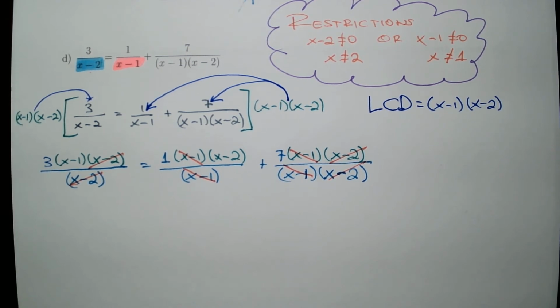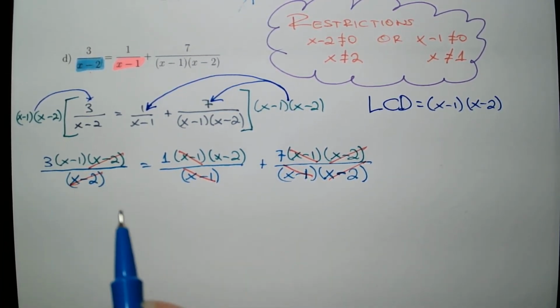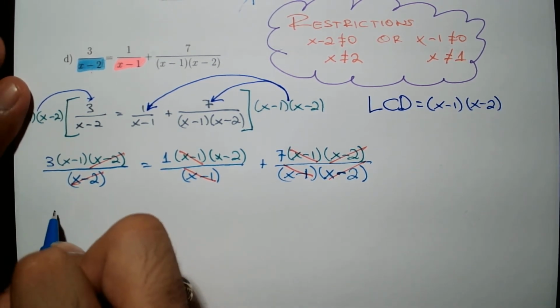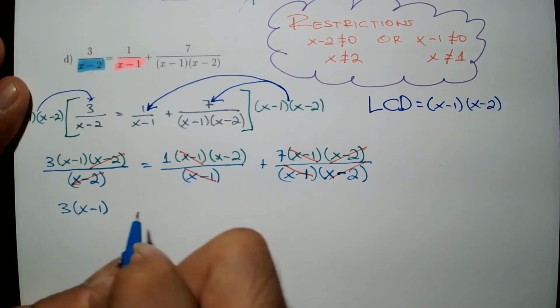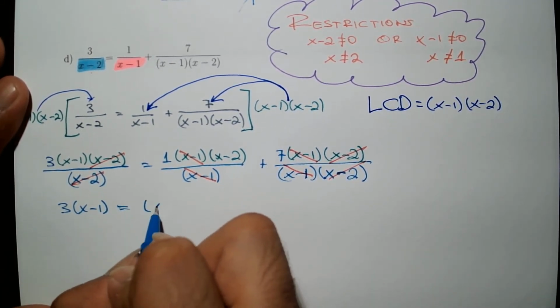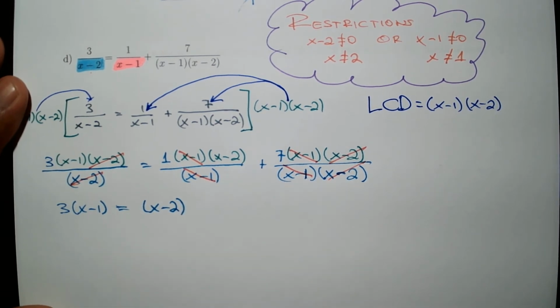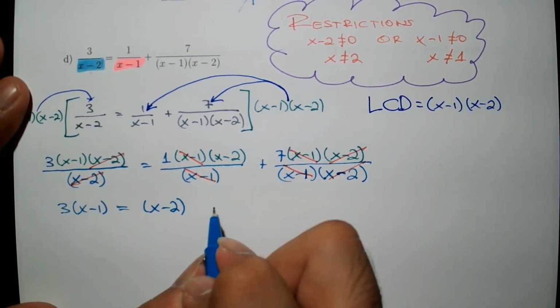So what are we going to be left with? We're going to be left with 3 times the quantity x minus 1 equals 1 times x minus 2, which is simply x minus 2. I'm going to keep the parentheses, then I'm going to get rid of them. And then the number 7, simply the number 7.